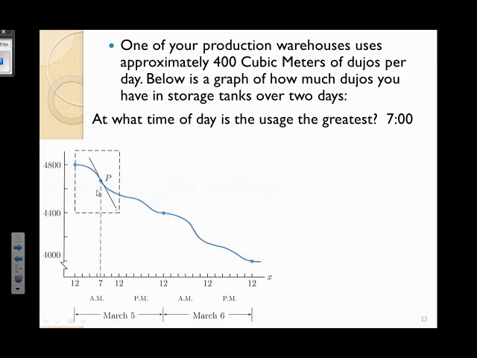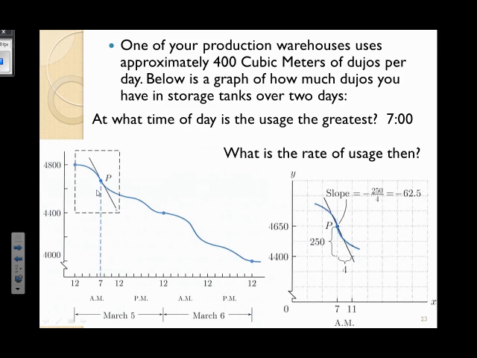Now, if we take this particular part at 7 a.m., where the usage is the greatest, what is the rate of usage at 7 a.m.? Well, let's enlarge this so we can see a bit better and find points more easily. The usage is going to simply be the slope, the derivative.